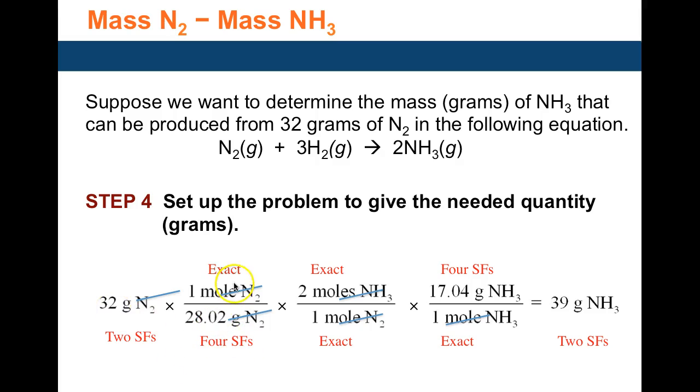Now sig figs. Anything that is 1 here is exact. These are exact when you have single digit whole numbers like this. Then you have 4 sig figs here, so the least is 2 sig figs, so your final answer is 2 sig figs.